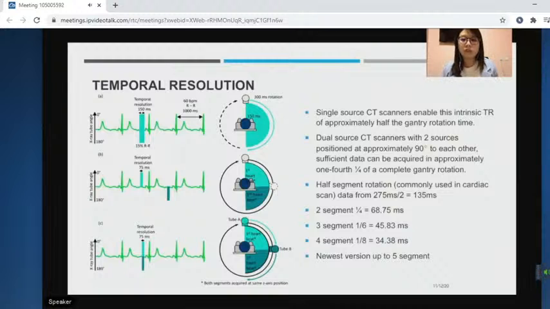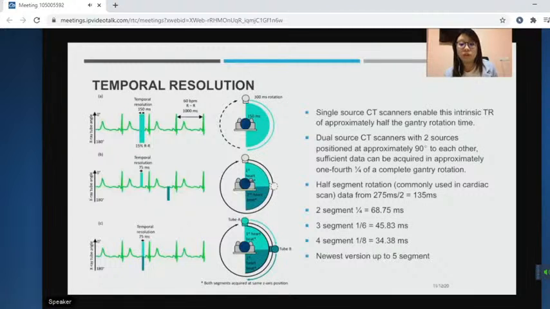In the market, we have single source CT and dual source CT. Single source CT uses half the gantry rotation time, which is half segment, to acquire images for cardiac. For dual source CT, because they have two tubes, the tubes are positioned 90 degrees to each other to get sufficient data. It cuts down the temporal resolution, the scan time, to a quarter.